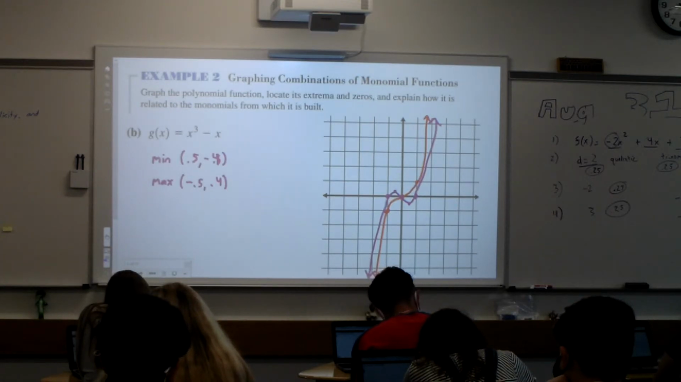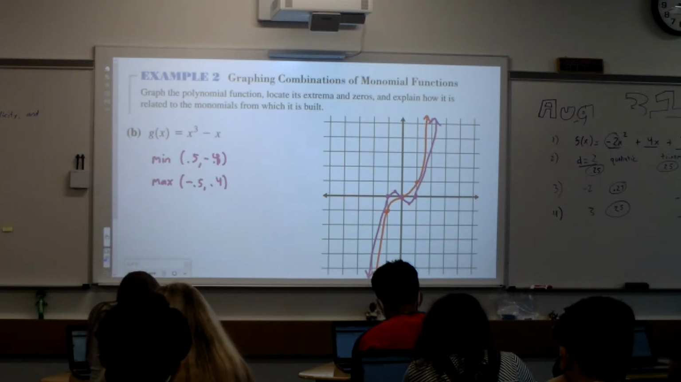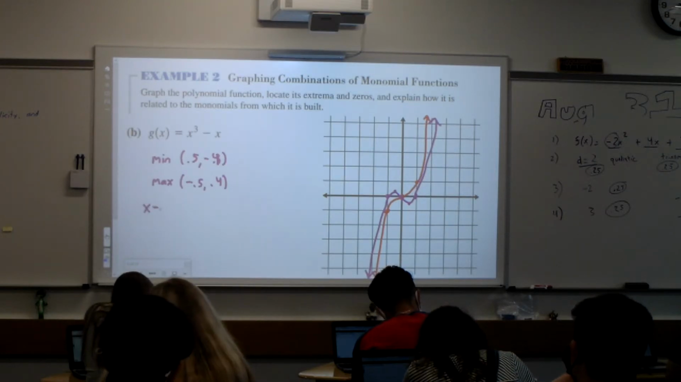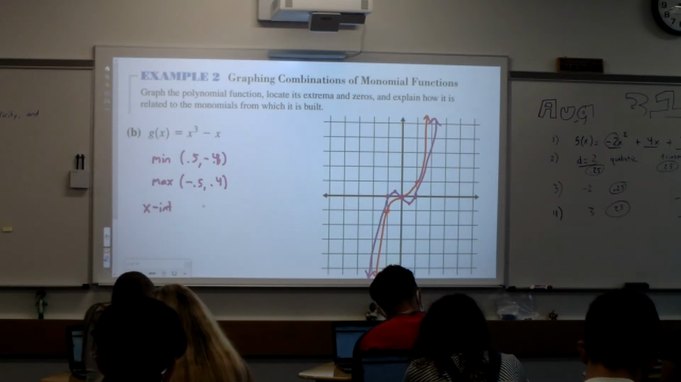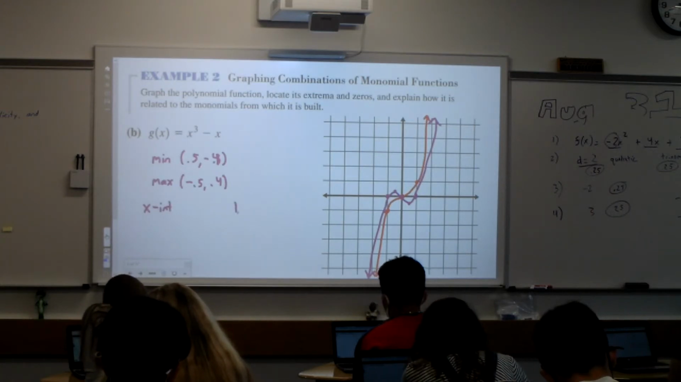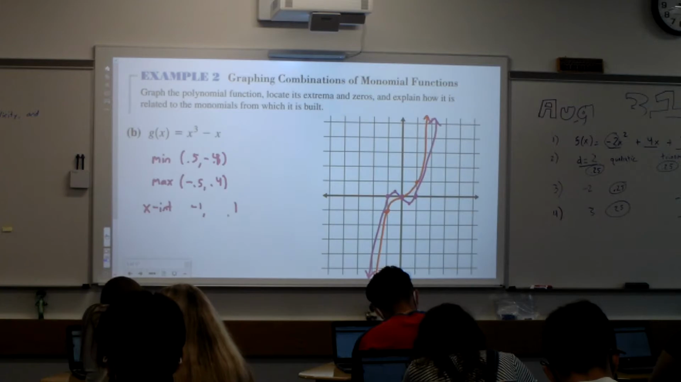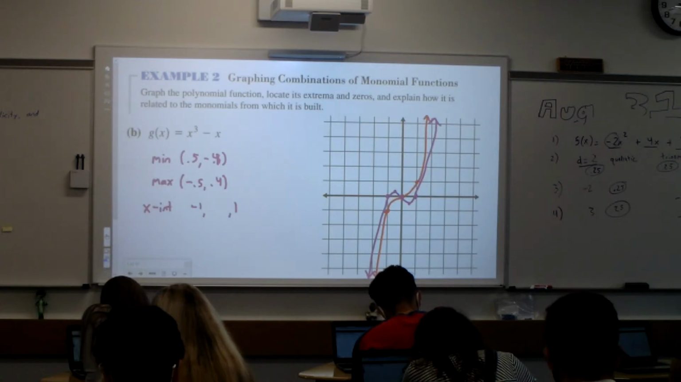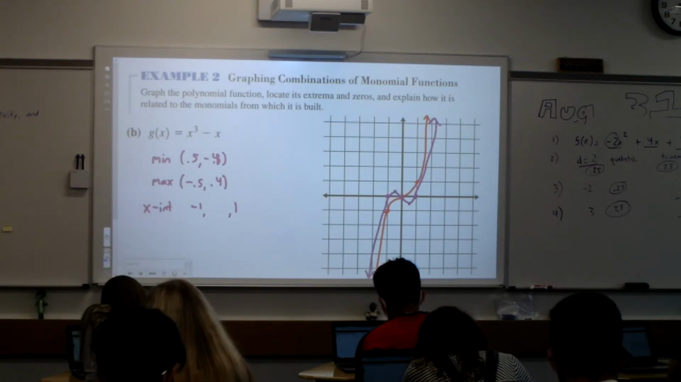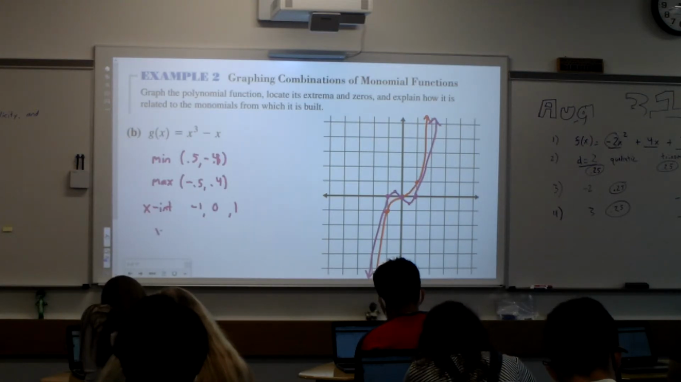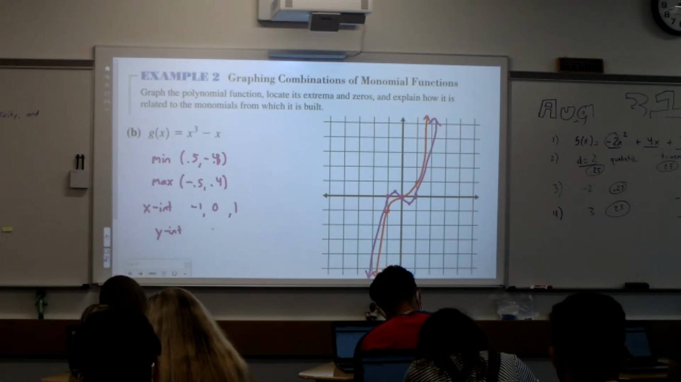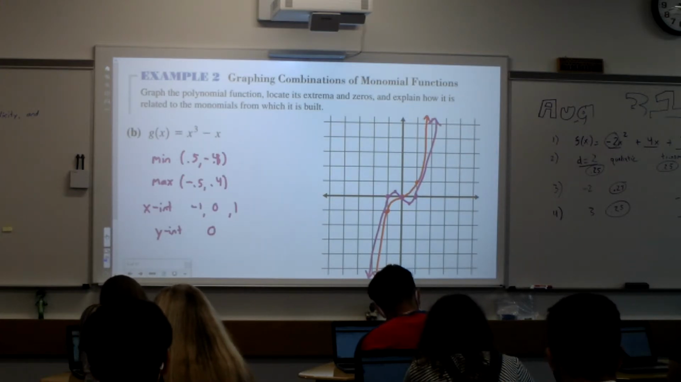And Angelina, what were our x-intercepts here? And then one more. 0. There you go. And if 0 is an x-intercept, then that means 0 is also a y-intercept.